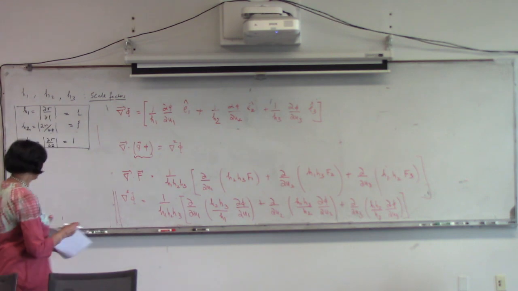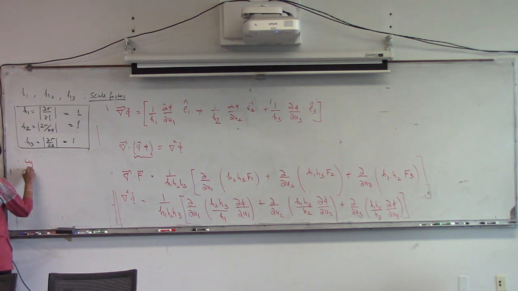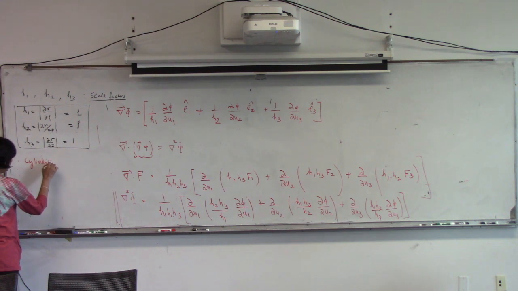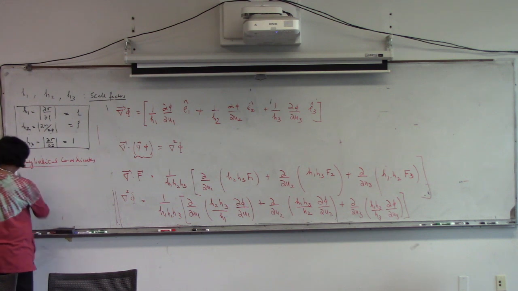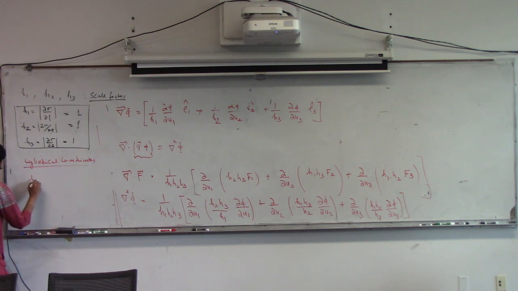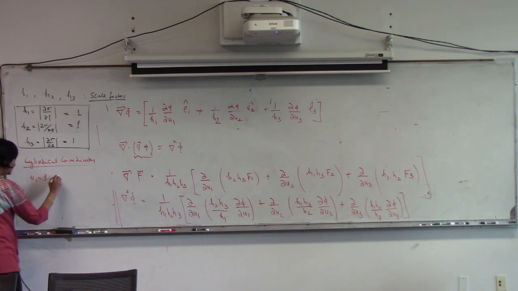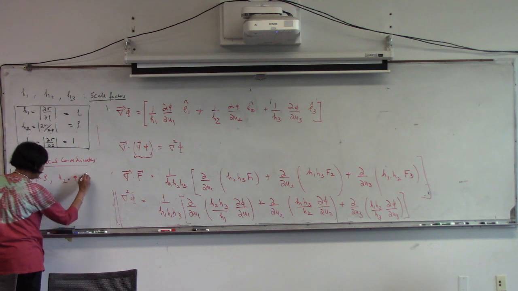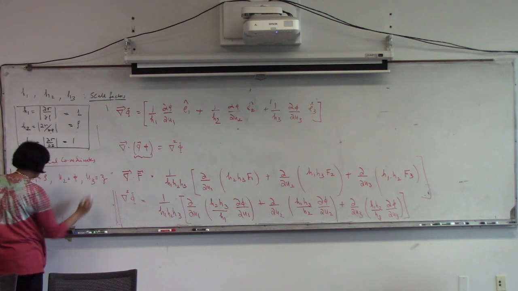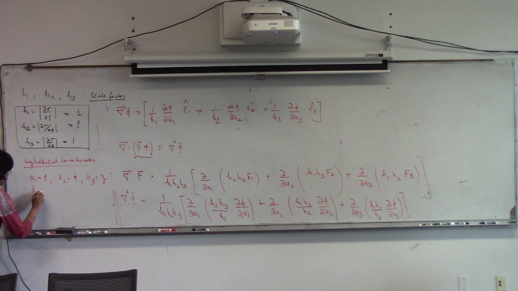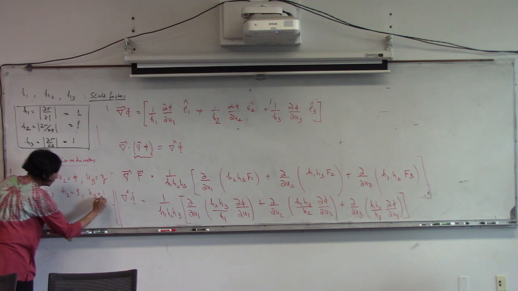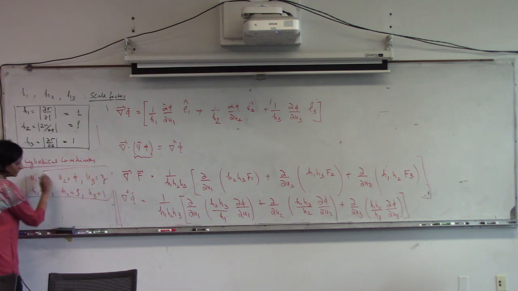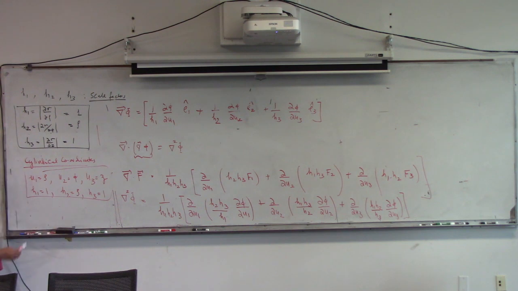Okay, so for cylindrical coordinates, if you want to get del square, let me first write u1. u1 is rho, u2 is phi, u3 is z, and h1 is 1, h2 is rho, h3 is 1. So you have to use all these things to get del square phi in cylindrical coordinates.